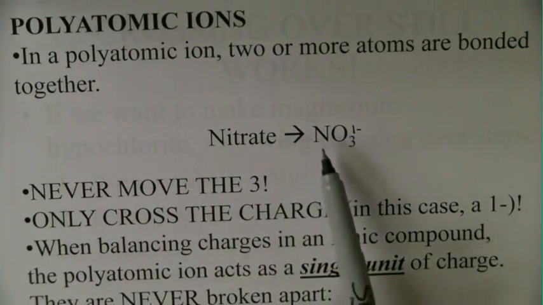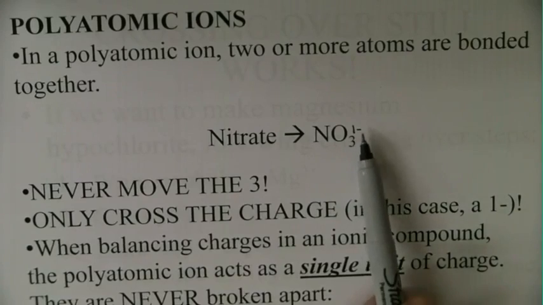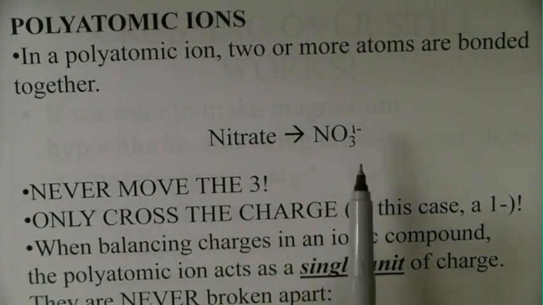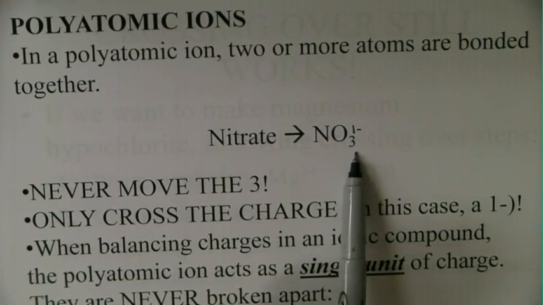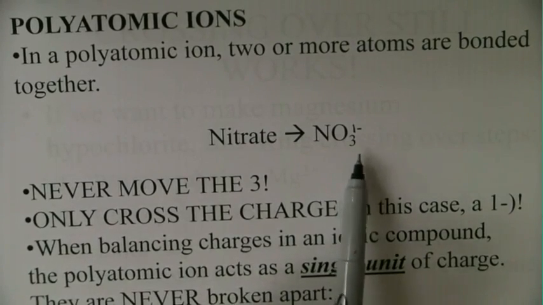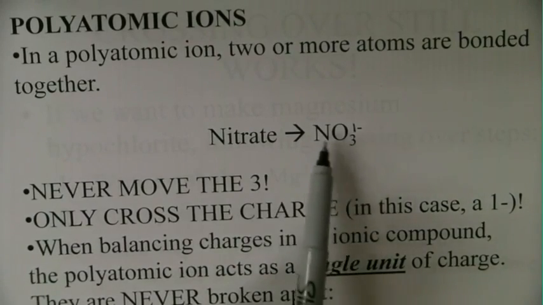So notice nitrate, it's got 1 nitrogen and 3 oxygen. Remember, the little number on the bottom is how many there are. And then overall, it's got a -1 charge. So a couple of rules. You never, ever, ever want to move the small number, the subscript, the number on the bottom. Never, ever move that. So here it says don't move the 3.